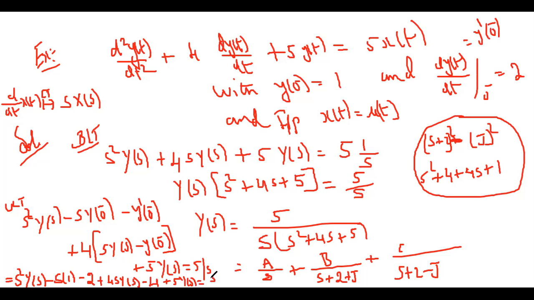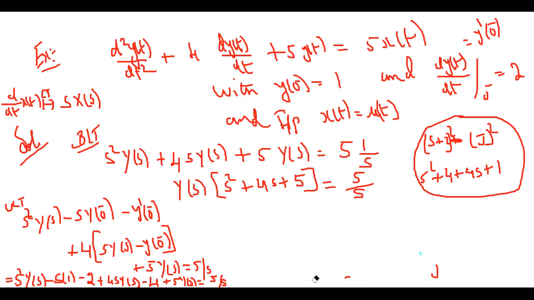is equal to 5 by s. Why have we got the Y of s? Mu of t, Laplace transformation. Here s square minus s. The constants here we have minus 2, minus 4. Minus 2, minus 4 we got. So the numerator becomes, I'm writing here, my dear students, here itself only. I'm removing this one. This is the equation we got for the bilateral. Now I'm writing the unilateral equation.